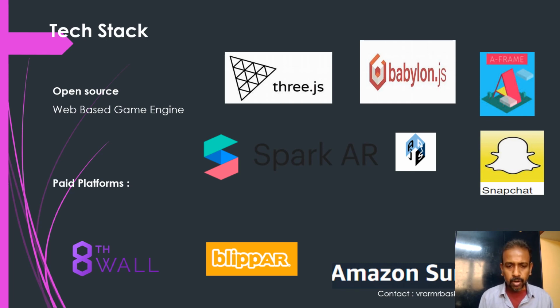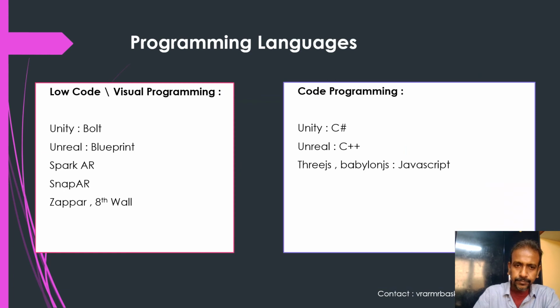Paid platforms are also available. There are 8one, BlipAR, Zapar, Amazon Sumerian, HoloKit, HoloLink. There are a lot of platforms already available which can be used to develop WebXR applications. So all the hosting and URLs will be taken care of by the paid platform.